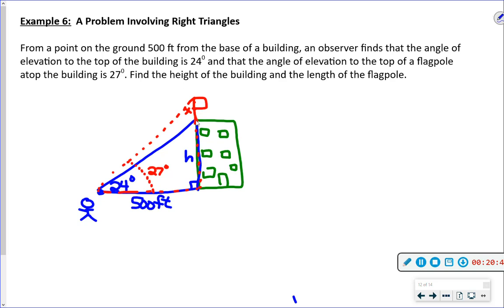So I'm going to start with the 24. So I'm going to set that up. If I do tan of 24, I would have H, the opposite side, over 500. Well, that seems easy enough. Okay, got it. So I can find the height of the building. I'm just going to times by 500 and punch it in. All right, so what do we have for the height of our building? Round to whatever, I don't care.